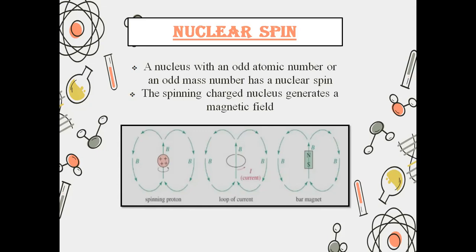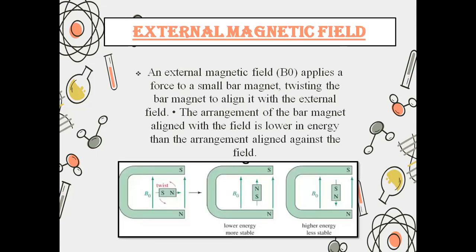So here you can see the spinning protons, then the loop of current generated around that proton, and these field lines generated from the north pole end at the south pole and form a bar magnet. Now, external magnetic field. An external magnetic field B naught applies a force to a small bar magnet, twisting the bar magnet to align it with the external field. And the arrangement of the bar magnet aligned with the field is lower in energy than the arrangement aligned against the field.